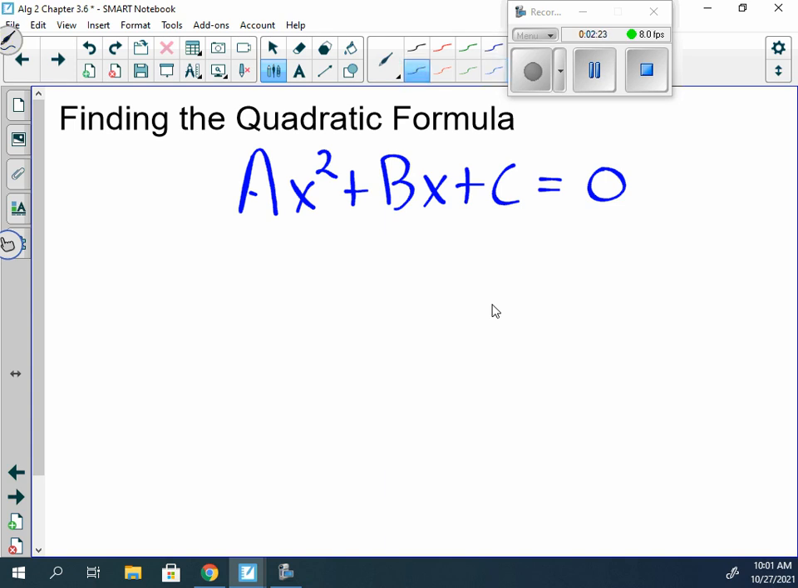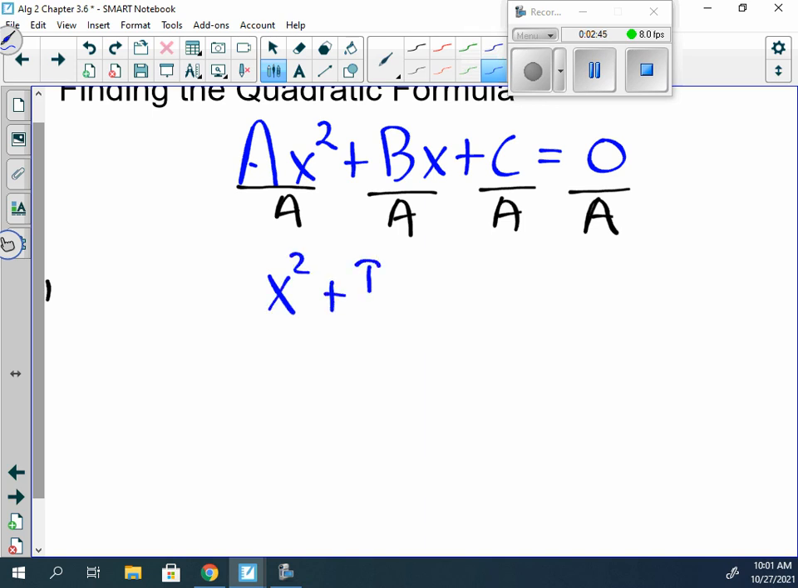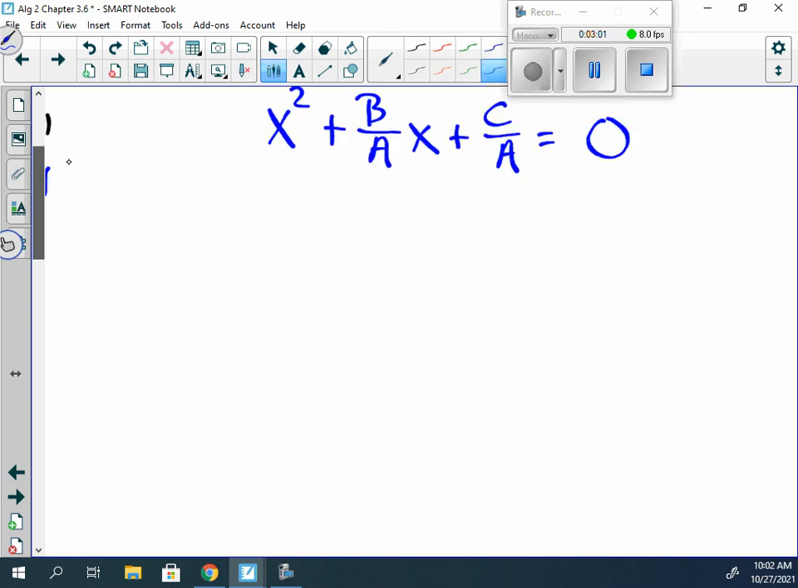So our first step was to say that a has to be 1. Well, here we actually do have an a value. It could be 1, it could be something else. So I'm going to divide each term by a. And if I do that, we would get x squared plus b divided by a x plus c divided by a is equal to 0.